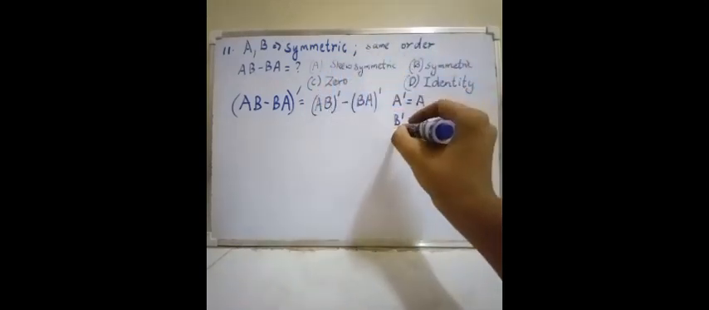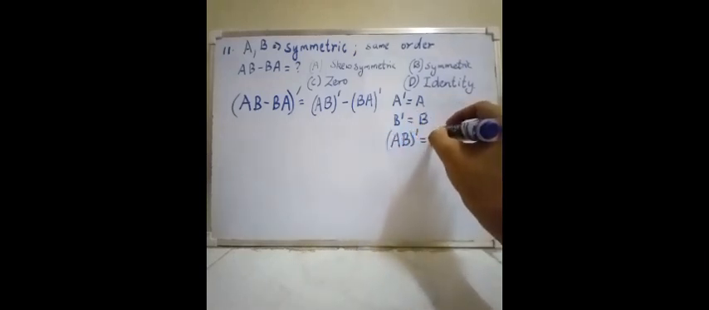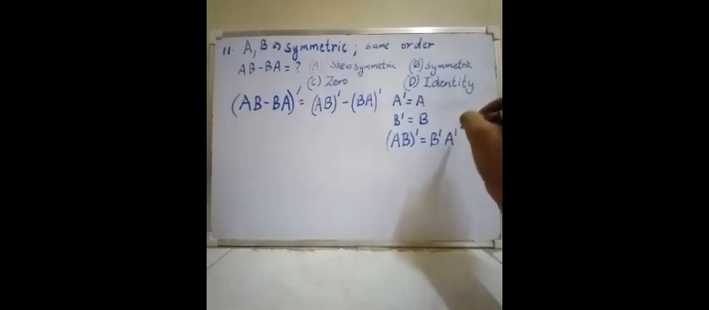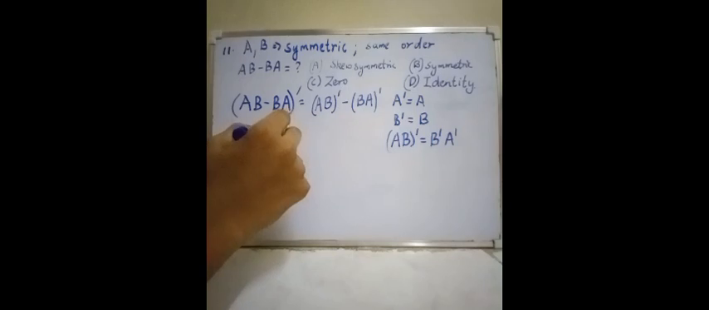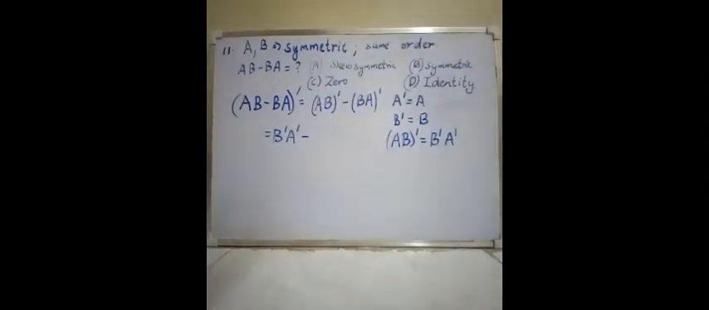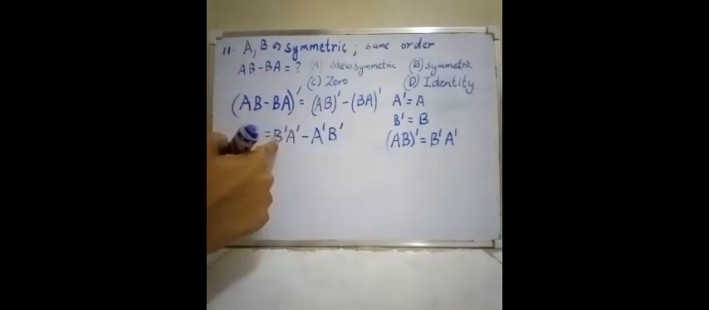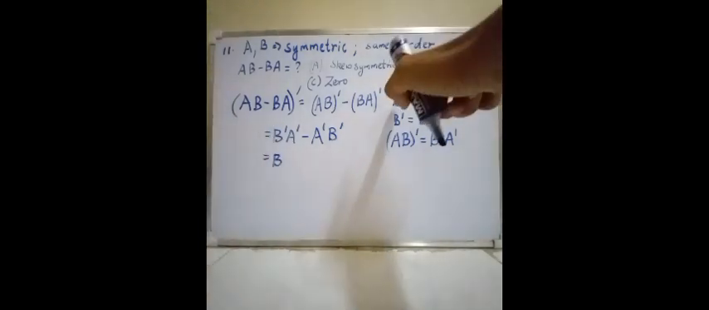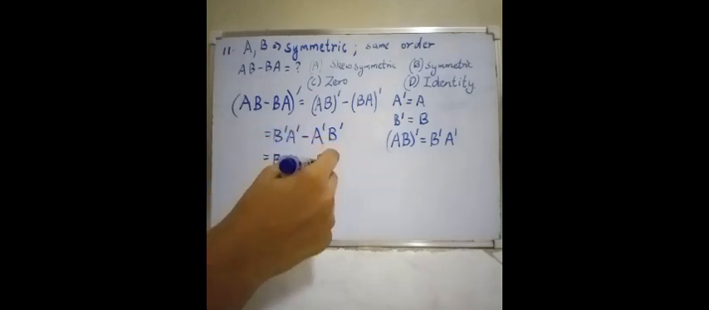Now we have to use the second property: AB whole dash is equal to B dash A dash. So now we can find it out. AB whole dash will be equal to B dash A dash, minus BA whole dash, just reverse it. BA will become A dash B dash. Now instead of B dash, we put B itself, because both are equal. Instead of A dash, put A. So B dash would be B and A dash will be A.